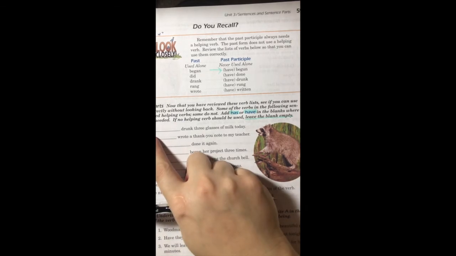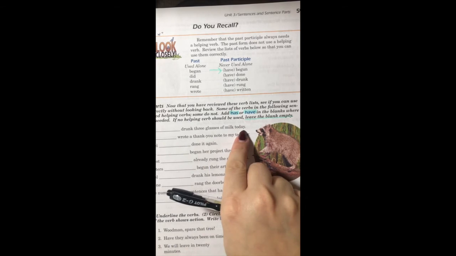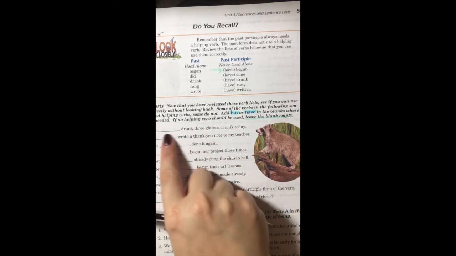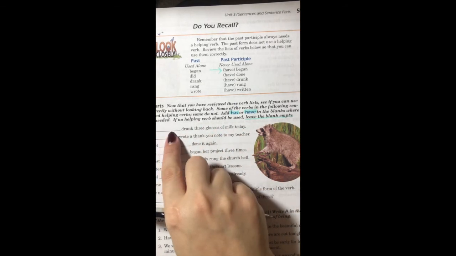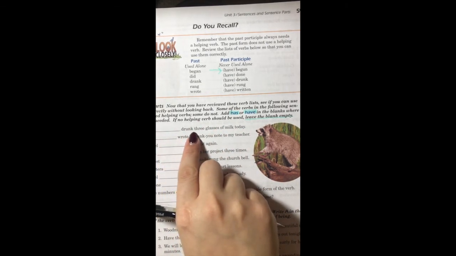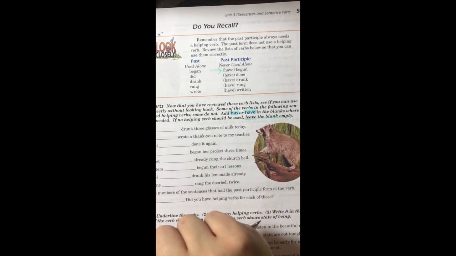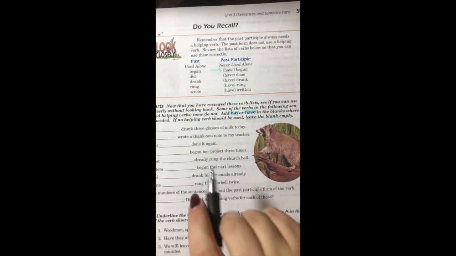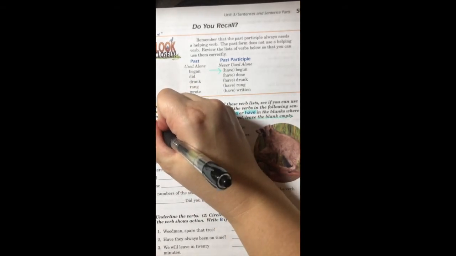Here it says, "He blank drunk 3 glasses of milk today." So, should it say he drunk 3 glasses of milk today? Or should it say he had drunk 3 glasses of milk today? So this one might seem tricky, but the past would actually be drank. So the fact that it says drunk means we should write had here.